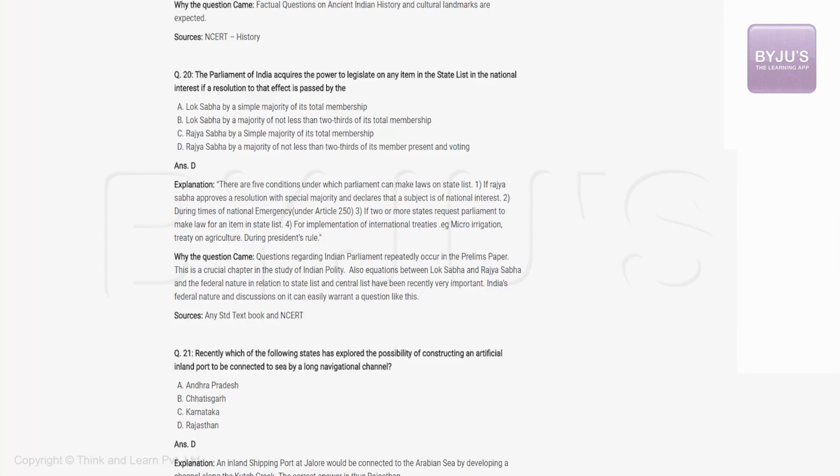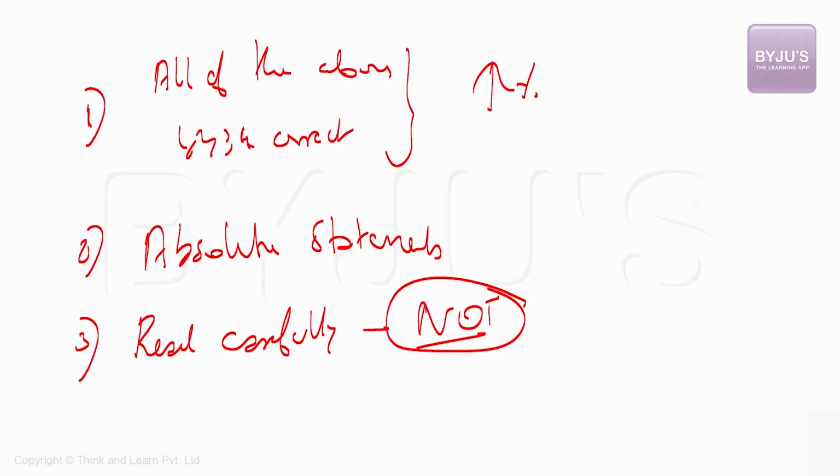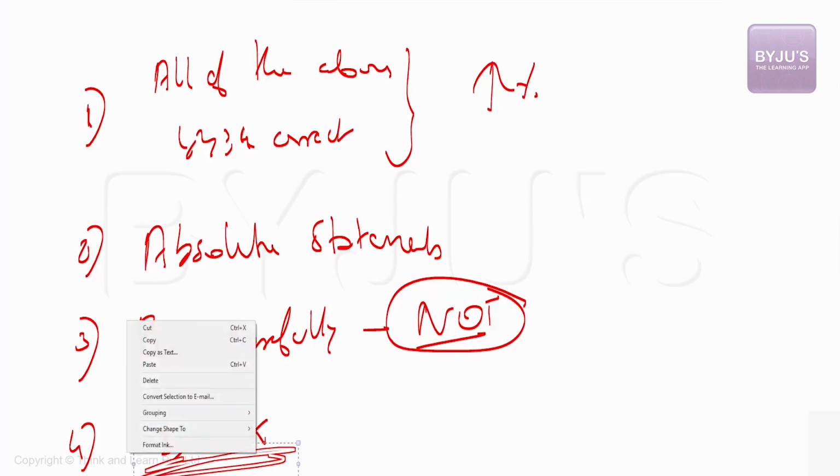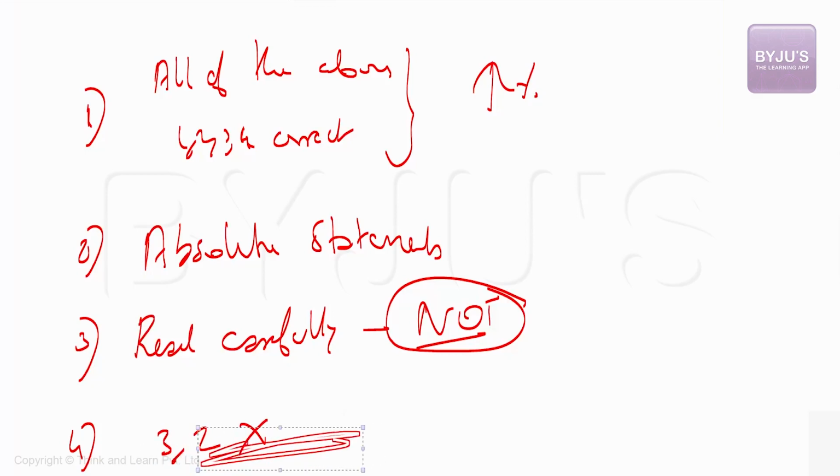But these strategies of eliminating and knowing these basic principles, right? Knowing these basic principles like all of the above has a higher chance, absolute statements have a lower chance, always read the questions carefully. And the fourth one, only select if at least 3 or 2 options are eliminated, right? If you eliminate only one option, don't attempt it. If 3 or 2 options are eliminated, go ahead and attempt it. But always at a certain rate. You should know when to attempt. Okay. So with these basic principles, you can get some good marks in elimination.